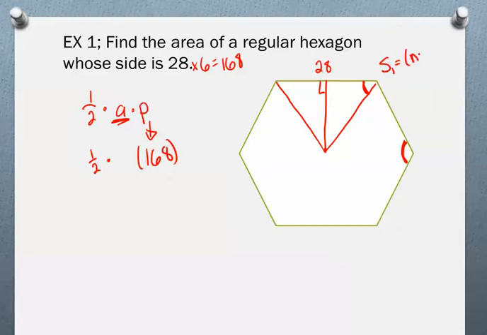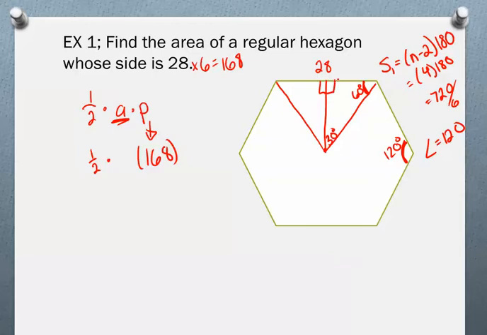by doing the number of sides minus 2 times 180. So that would be 6 minus 2, which is 4 times 180, which is 720. Divide that by 6. Each angle will equal 120 degrees. So if this is 120 degrees, this angle has to be 60, this angle has to be 30.